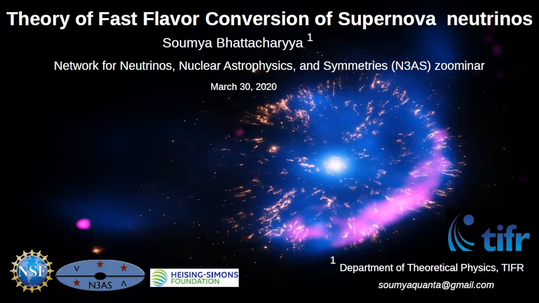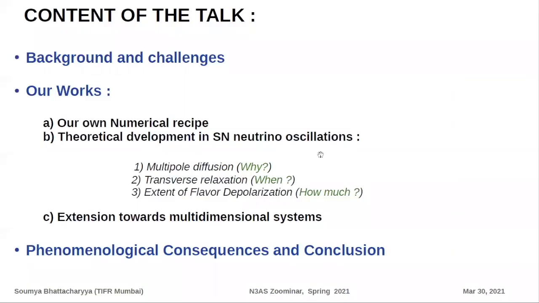I will be talking about the theory of fast flavor conversion of supernova neutrinos based on my recent works. So the title of the talk is basically like this. I will give some background and the challenges in this field, and then talk about the work I have done, mainly in three parts. First, I will discuss the numerical recipe that we have developed, and then the theoretical development we did in this field. And lastly, I will talk about how we extended our calculation towards multidimensional systems, and end with the conclusion and phenomenological consequences.